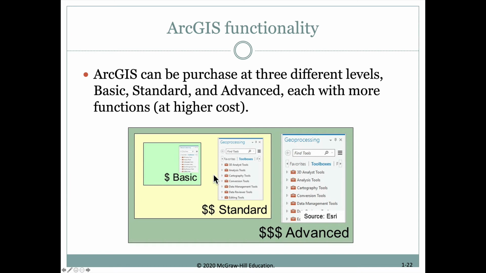So there's different functionalities associated. There's a basic ArcGIS, a standard ArcGIS, and an advanced. This may affect you when you go out in the working world as far as what you're able to afford, but the site license that we are using comes with the advanced. So basically it gives us access to all of the geoprocessing tools we could possibly need.